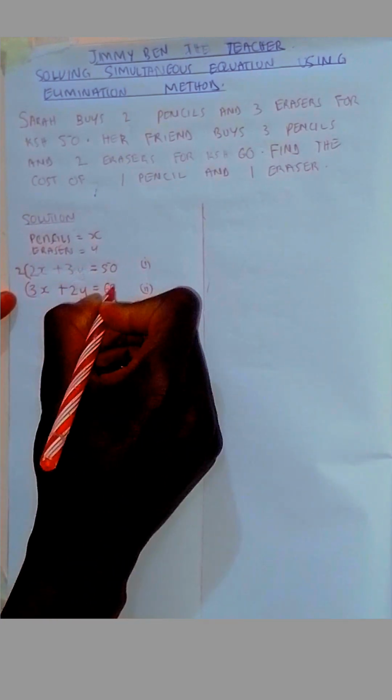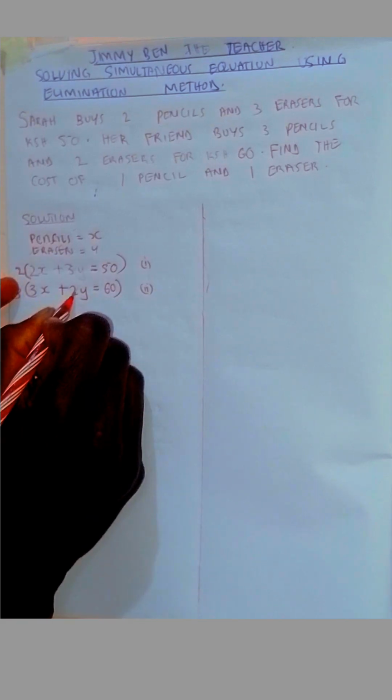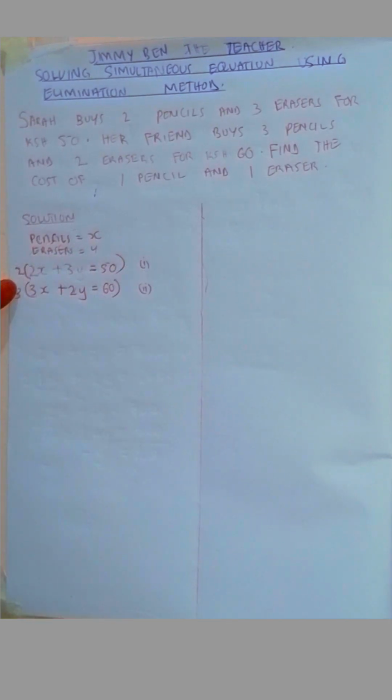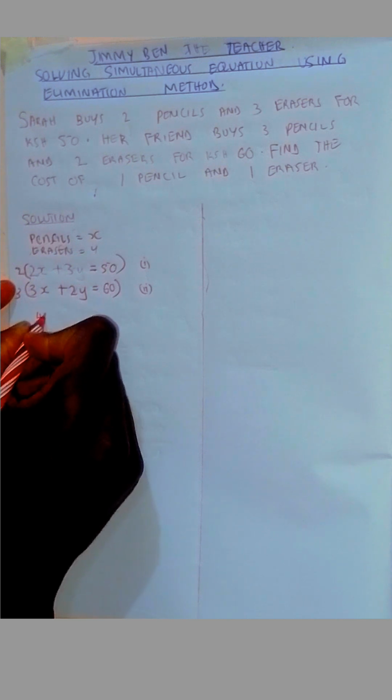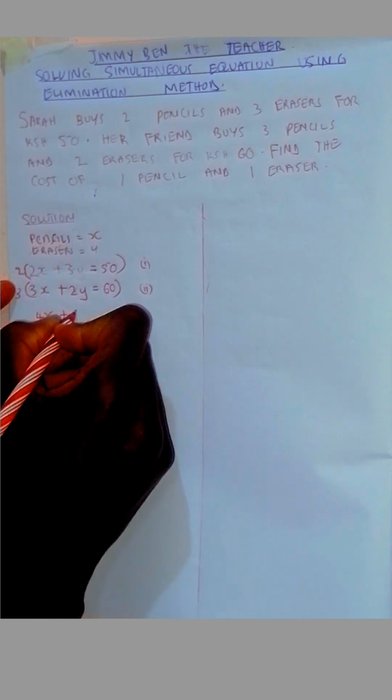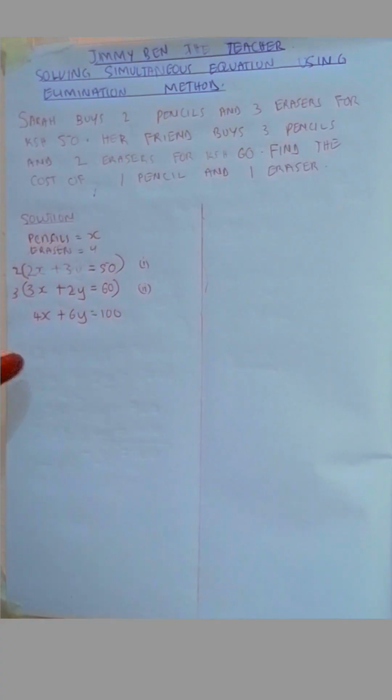We can multiply this one by 2 so that this becomes 6. What about the other one? We can multiply this by 3 so that this becomes 6. We want y to be 6. Very good. Let us do that. If you multiply here, we get 4x plus 6y equals 100. That's for equation 1.